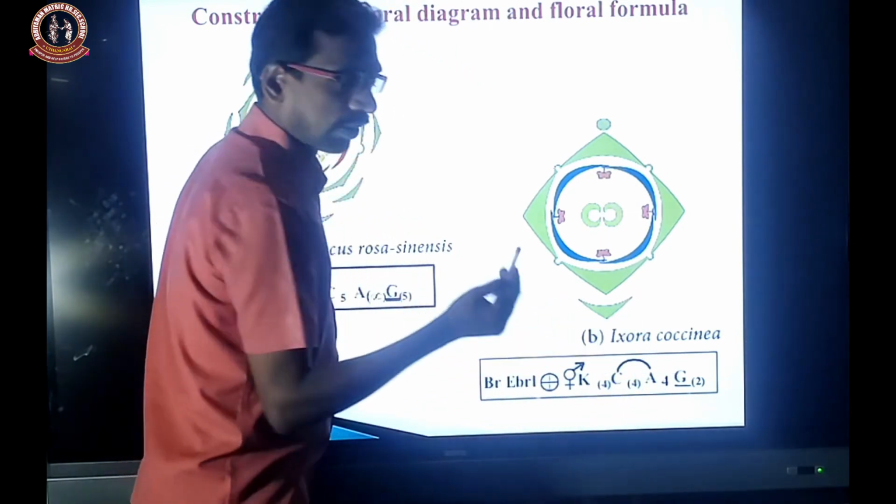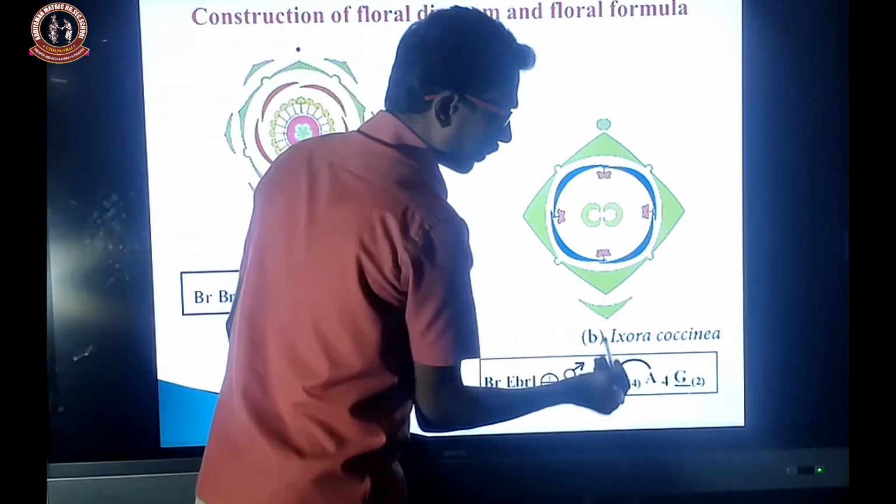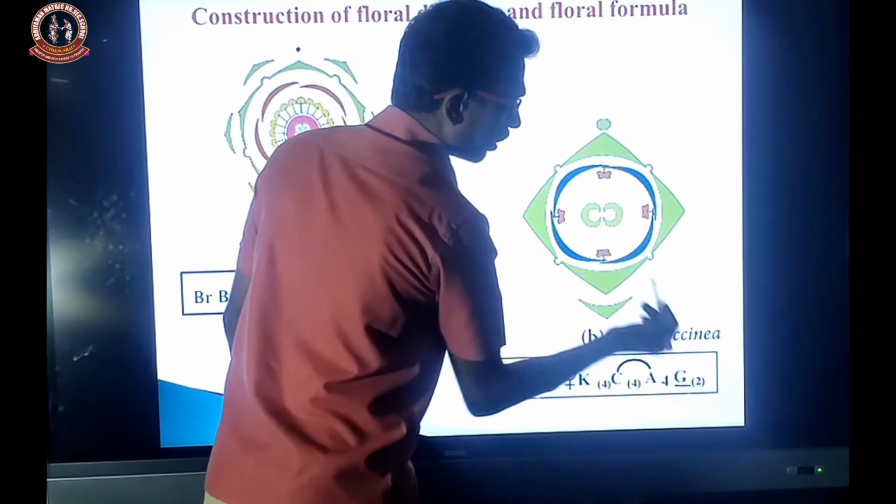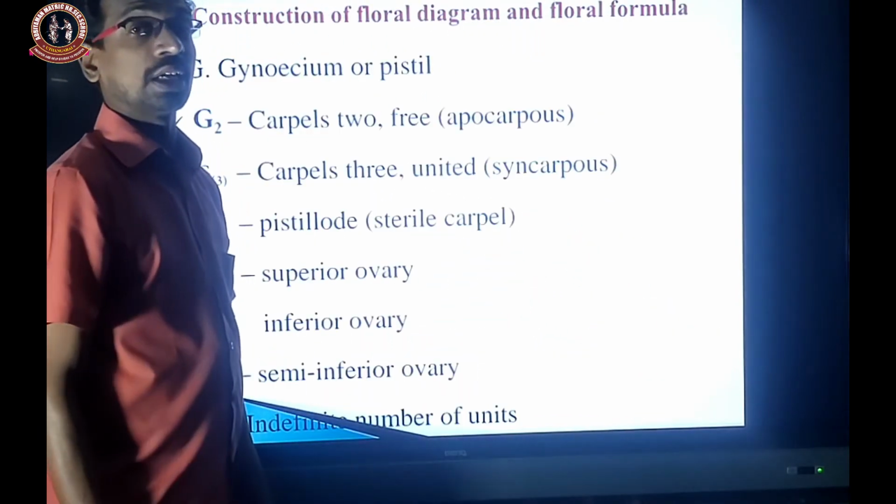Next, gynoecium. We can put the line below the G, so it is a superior ovary. And the two carpels are fused, that is syncarpous.